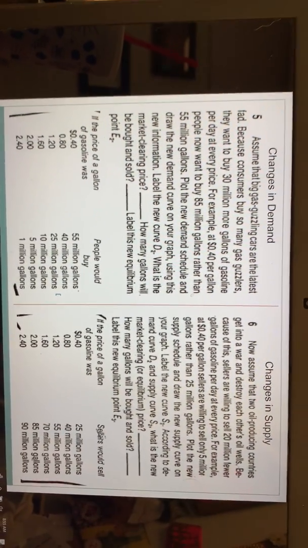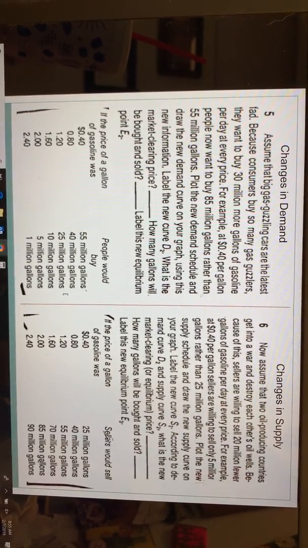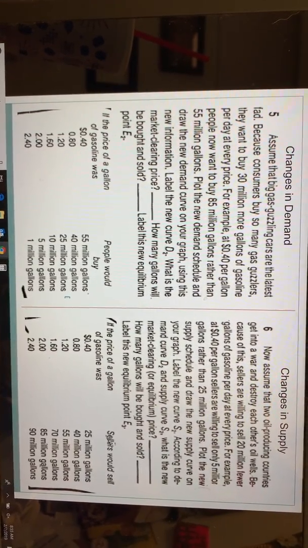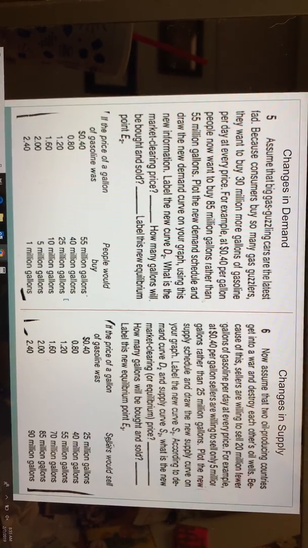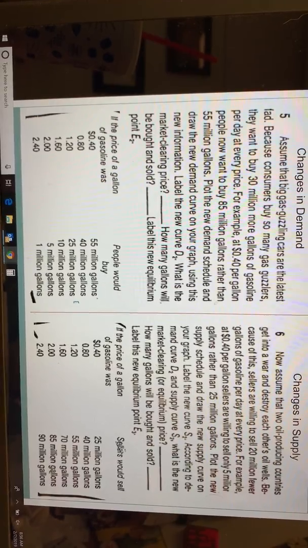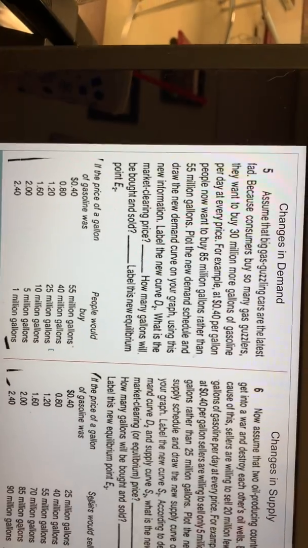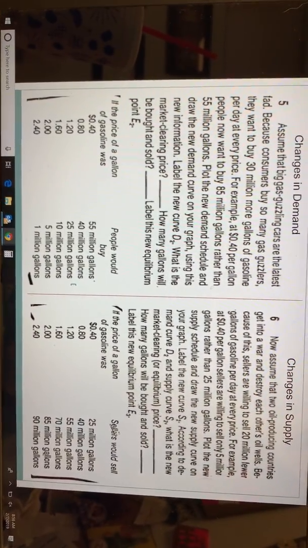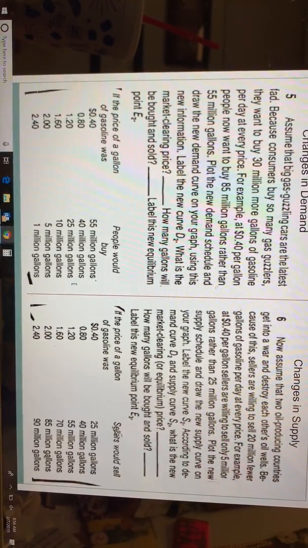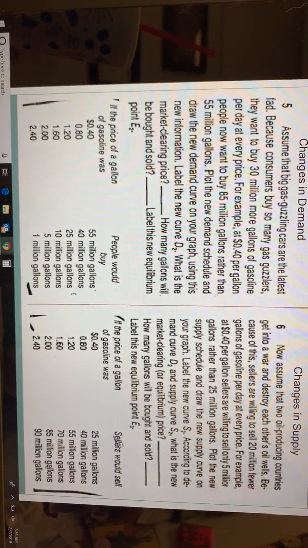Okay, changes in demand. Moving along on your worksheet. Assume that big gas guzzling cars are the latest fad. Because consumers buy so many gas guzzlers, they want to buy 30 million more gallons of gasoline per day at every price. For example, at 40 cents a gallon, people now want to buy 85 million gallons rather than 55. So you're going to plot this new demand schedule. If I were you, I would use a different color, and you're going to label that one D2. You're going to create the new equilibrium point, and write down the price and the gasoline there at number 5.